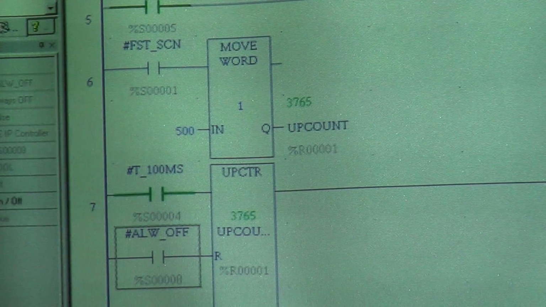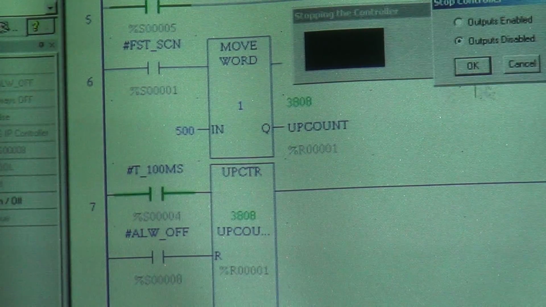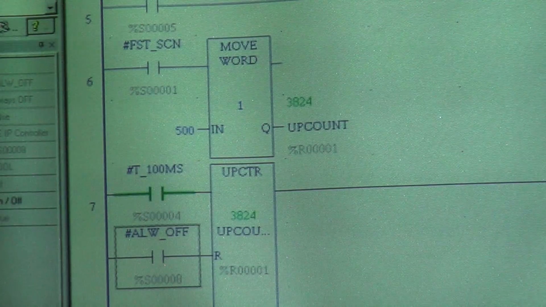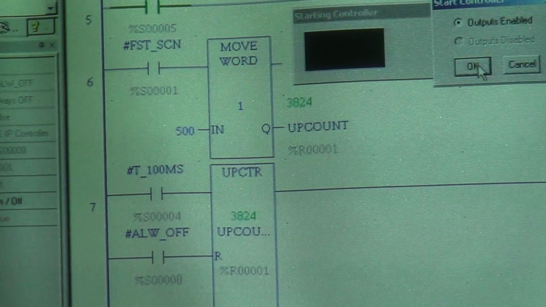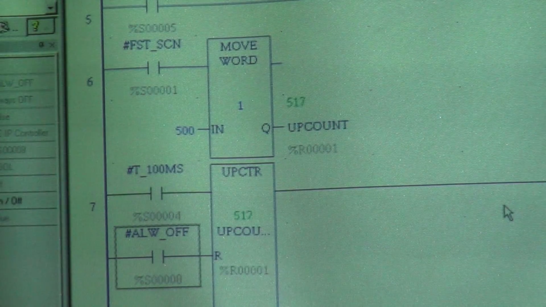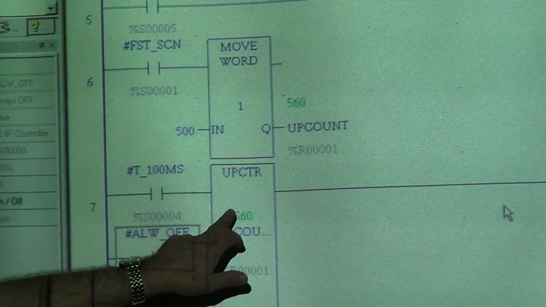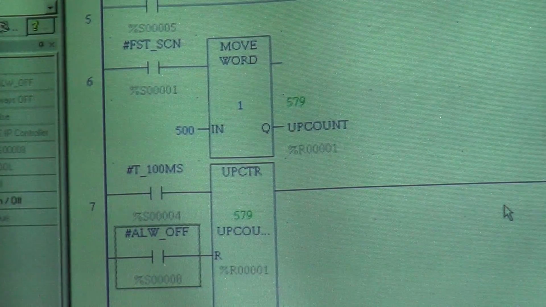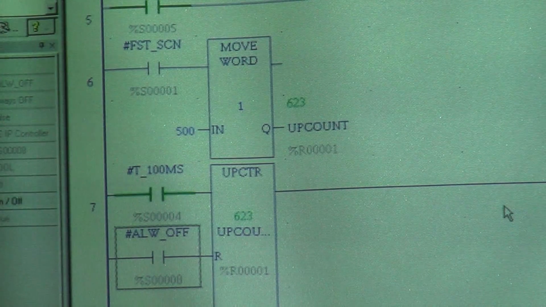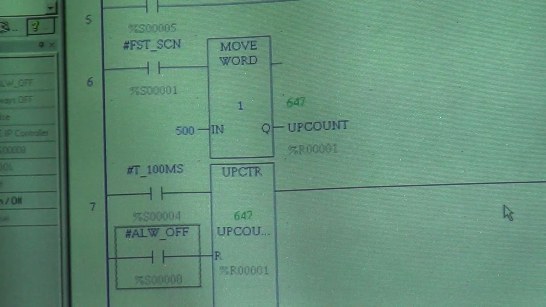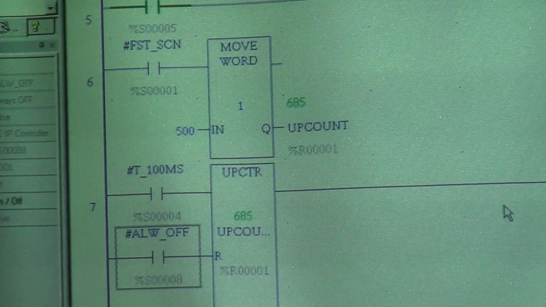Now if I were to stop the PLC, okay, I'm going to stop it. Okay, now I'm going to start it. You see we started right there. We did the 500 there, and it starts counting up from there. Instead of starting from whatever value was stored in there or a 0 reset, first scan allows you to set up and initialize variables that you may need.